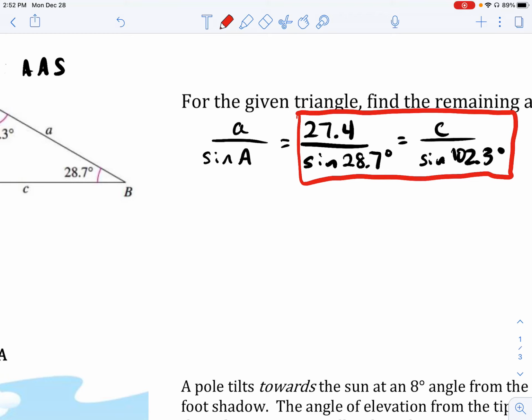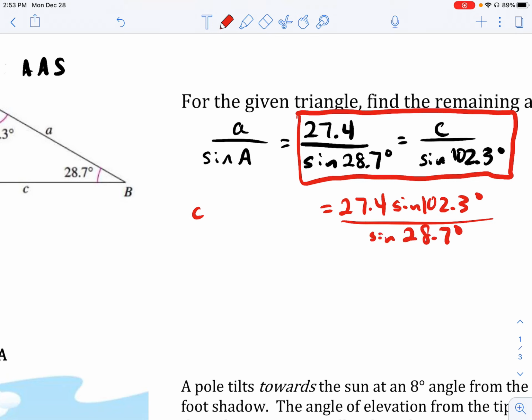multiply, right? So we're going to say side C times sine of 28.7 degrees is equal to 27.4 times the sine of 102.3 degrees. And you can just go ahead and set this up and pretty much just divide everything out now. So I'm just going to say all of this is over the sine of 28.7 degrees. So we're going to say C is equal to all of this.